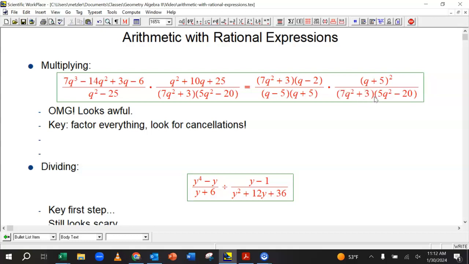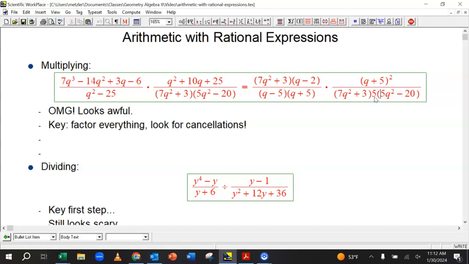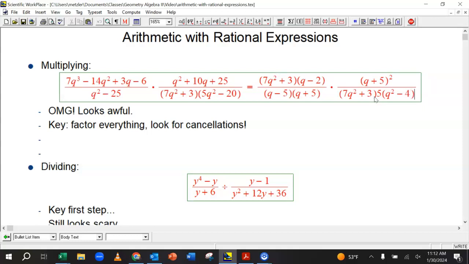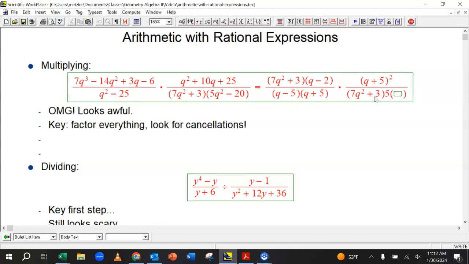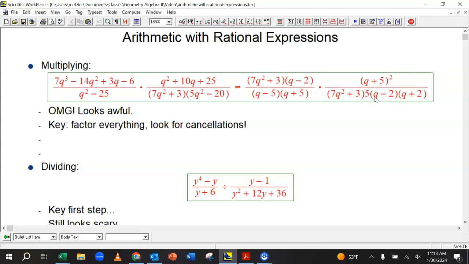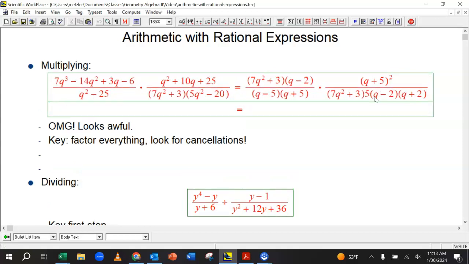Now this guy, the 5 factors out, and so that becomes a 4. Ooh, now that's a difference of squares. Let me just go ahead and replace it: q minus 2, q plus 2. If anything, it's taking just as much space or a tiny bit more on the page, but now we're going to get massive cancellations here. The 7q squared plus 3 exactly cancels the 7q squared plus 3. This q minus 2 cancels this q minus 2.